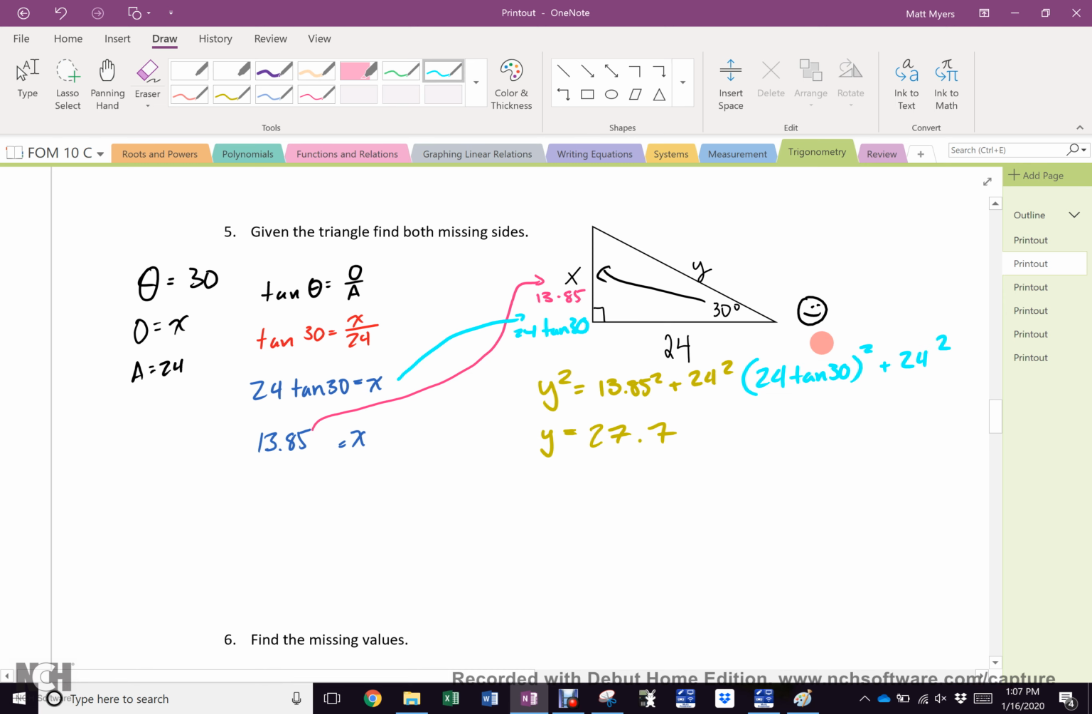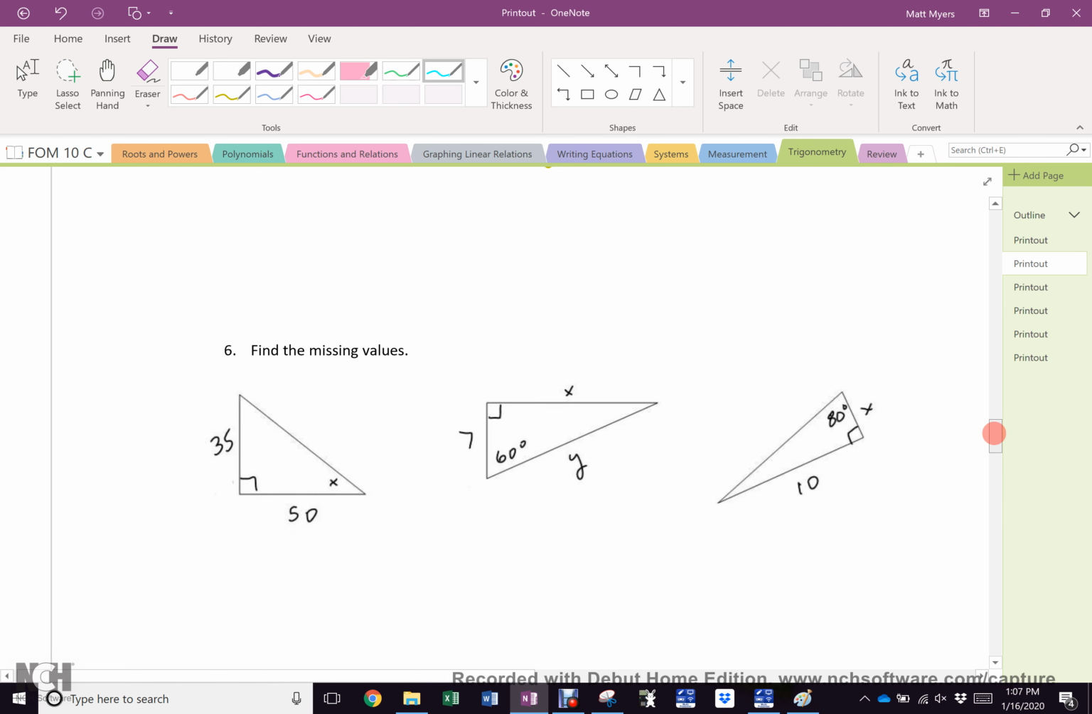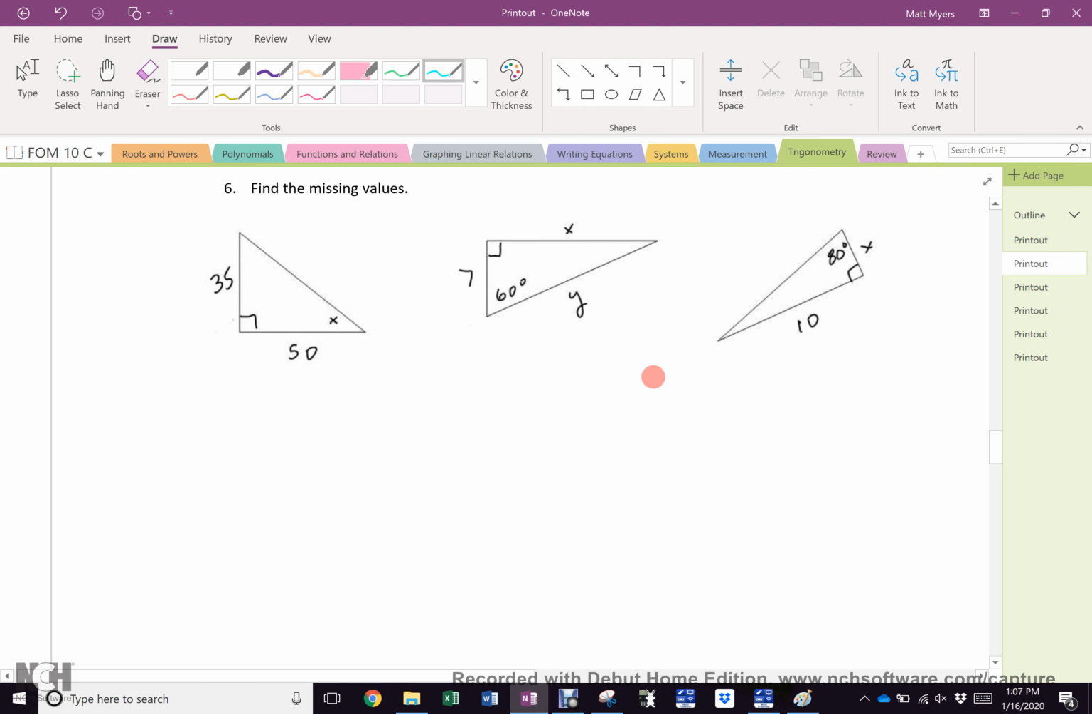Is everybody cool? Okay. Let's see if you can set these up. No calculators. I don't want the answer. Just set up these 3. After you've set them up and you've seen that they're right, you can go to your calculators. Okay?